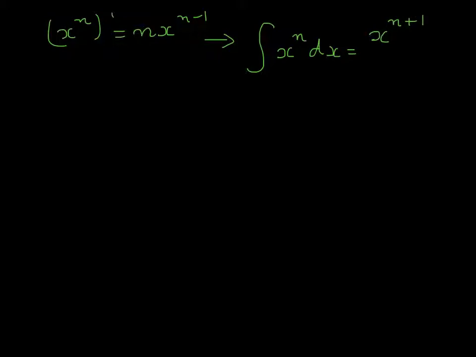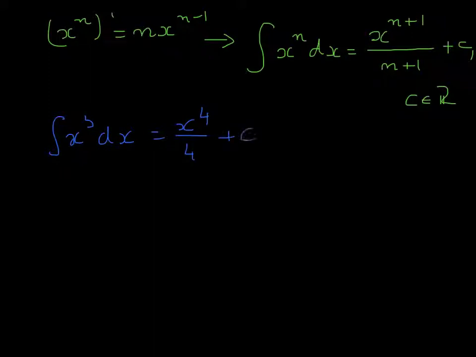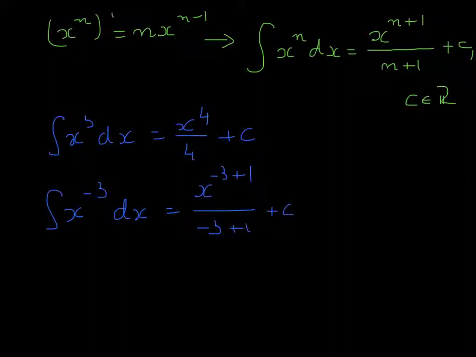But the derivative gives me n plus 1 times x to the power of n, so I need to divide by n plus 1. So that's how I integrate polynomials. For example, integral x cubed dx is x to the power of 4 over 4 plus c. Integral x to the power of minus 3 dx is x to the power of minus 3 plus 1 over minus 3 plus 1, which is minus 1 over 2x squared plus c, and so on.